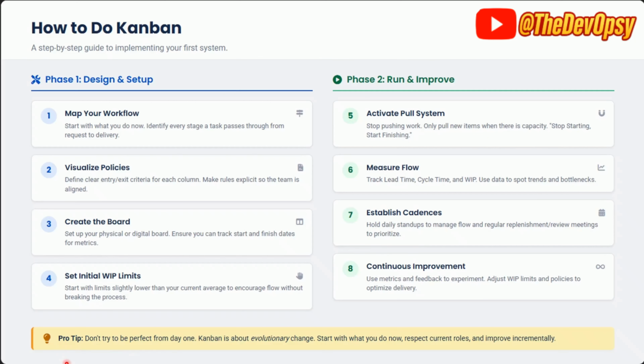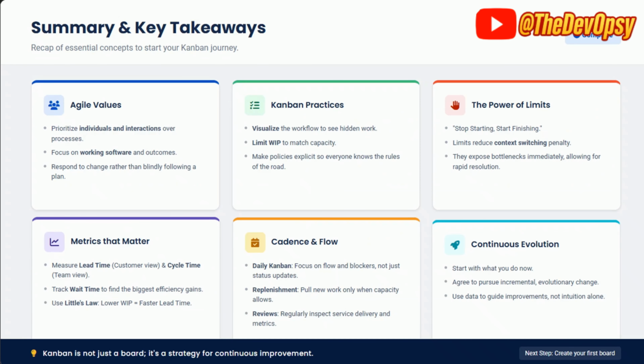If you read this, I have pointed it out. Don't try to be perfect from day one. Kanban is an evolutionary change. Start with what you do now, respect the current roles, and improve incrementally. Let's recap. Now, what we need to do, we need to visualize work, we need to limit the work in progress, we need to measure the flow, improve continuously. And we say Kanban is not just a board. It's a strategy for continuous improvement.